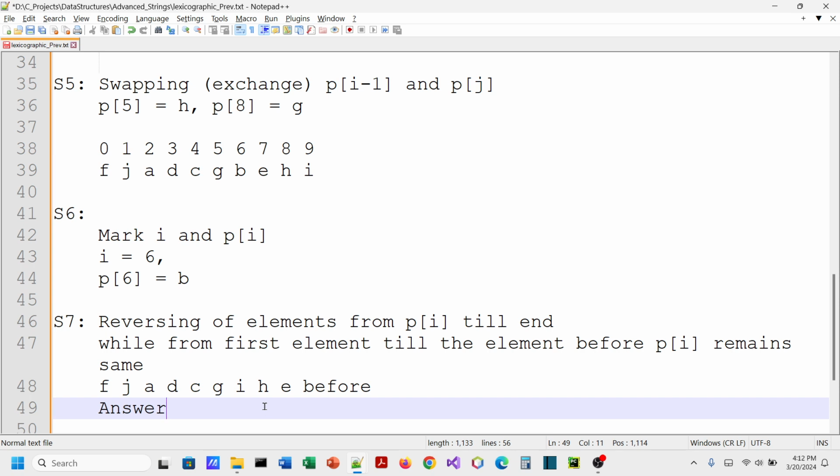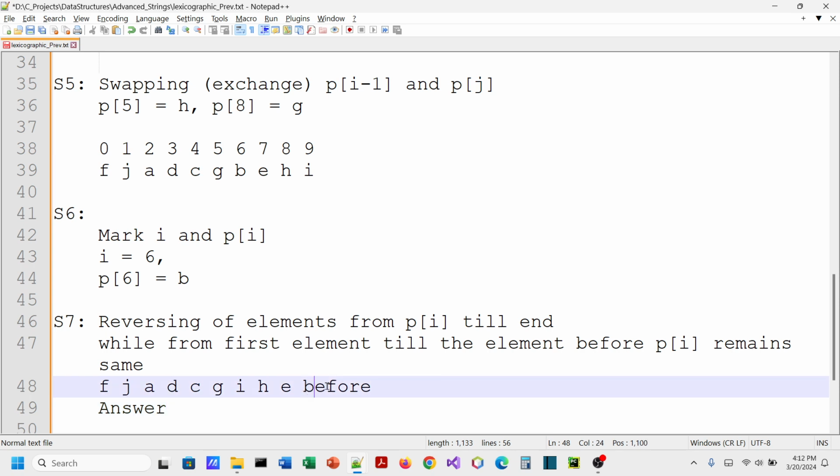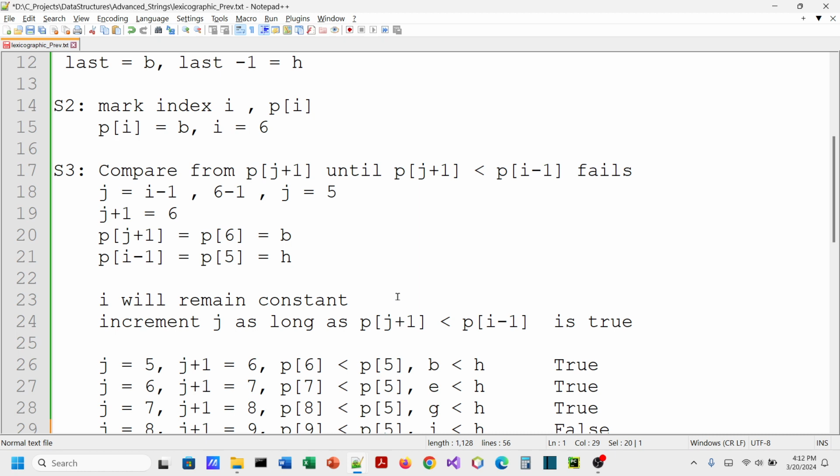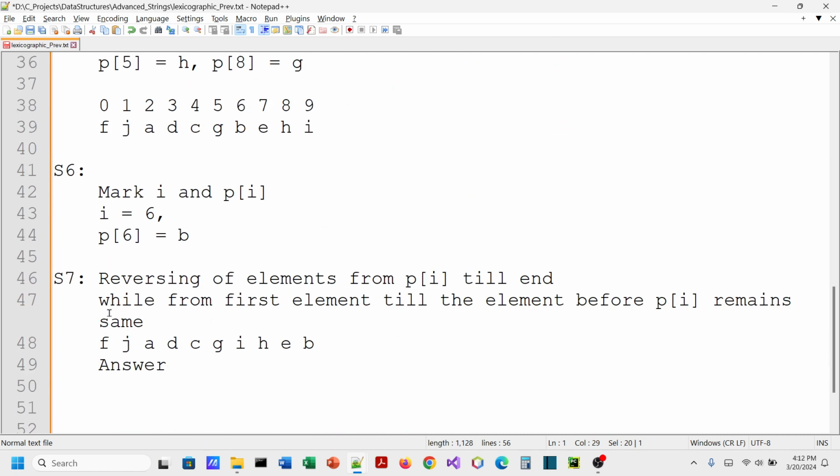This is the answer, that means F, J, A, D, C, G, I, H, E, B. That means this is the previous permutation of the thing that was given to you. So the previous permutation is F, J, A, D, C, G, I, H, E, B.